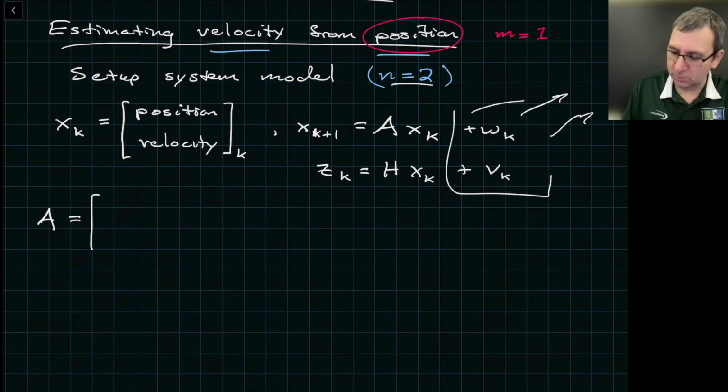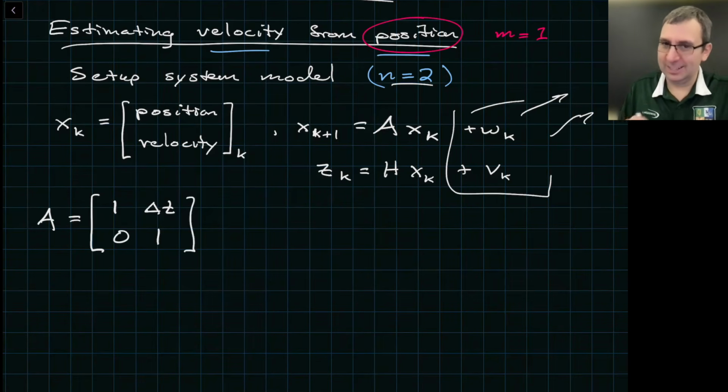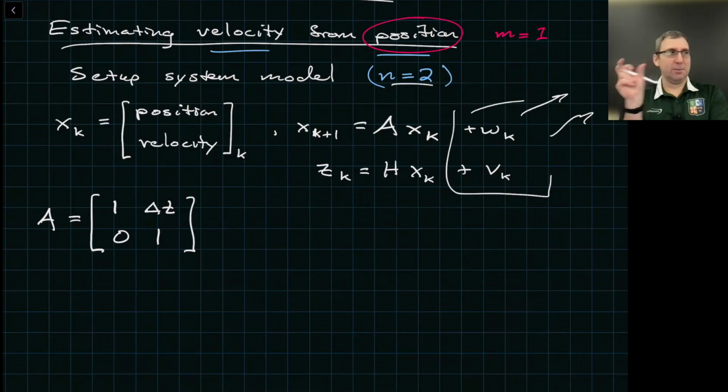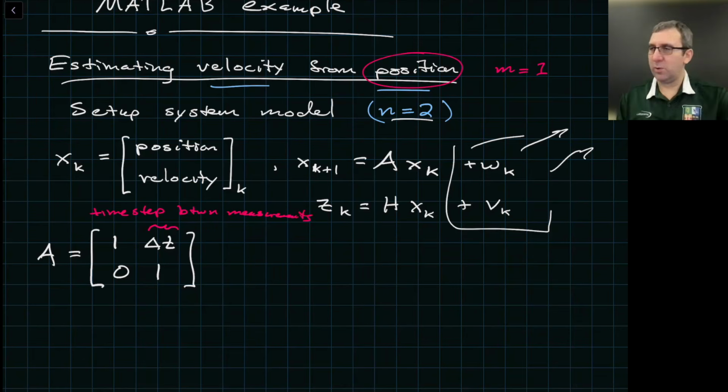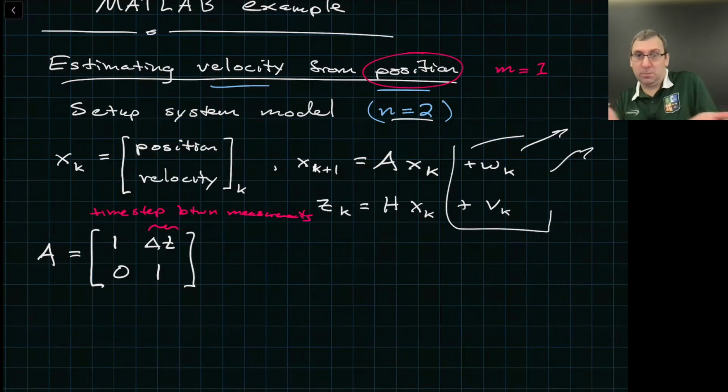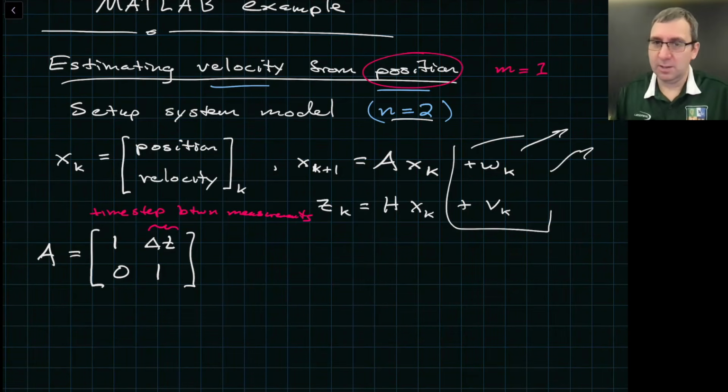And I'll just tell you what I think it is, and we'll see if it works. I think this is 1, delta t, 0, 1. The time step between measurements is delta t. For the sonar, I said the measurement time step was 0.02 seconds, so that is what we would use here.